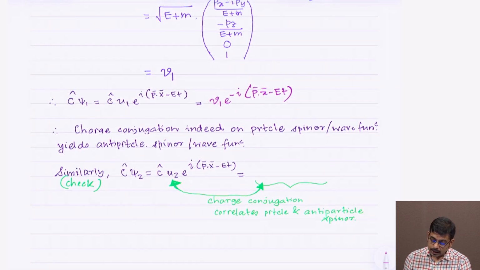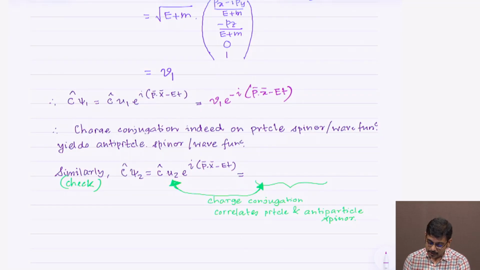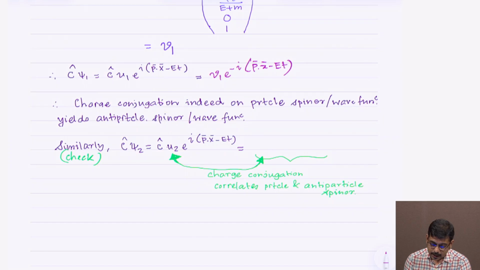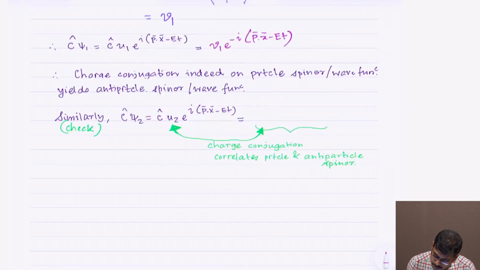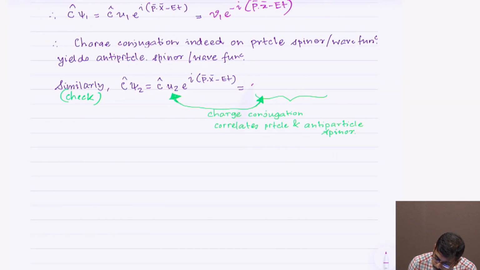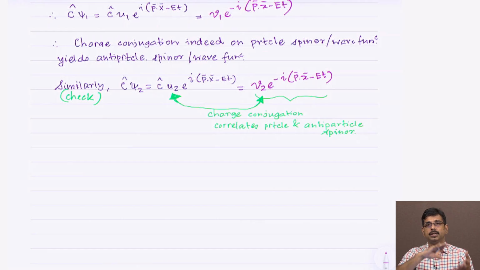So, this charge conjugation indeed on the particle spinor takes you to the antiparticle, and this is not only true for psi 1, this is true for psi 2, and it is also true actually for the antiparticle cases, and these are all the things that you are actually going to do as a homework. So, please check that when you take C psi 2, this is going to give you V2 into e to the power minus i(p·x − Et). So, therefore, we can define a charge conjugation which will take you from the particle to antiparticle like solution.